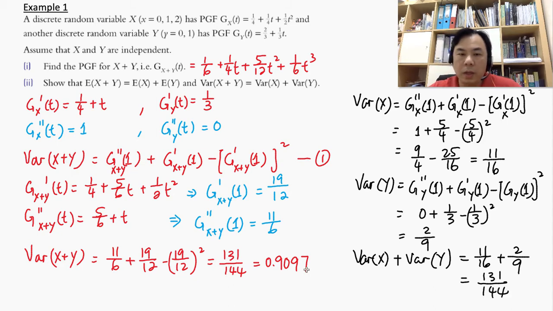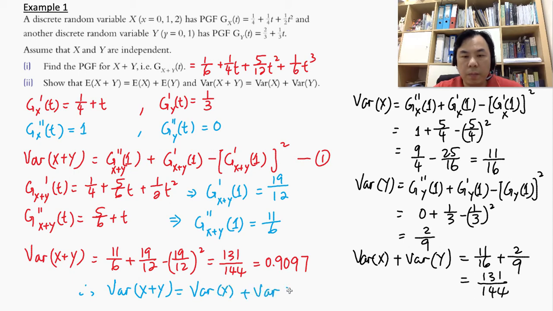And then yes, therefore we can conclude that the variance of the sum must be the same as the sum of its individual variances, x and y. And then that completes our proof here. All right, I hope that is clear. We're going to move on to the next example shortly.